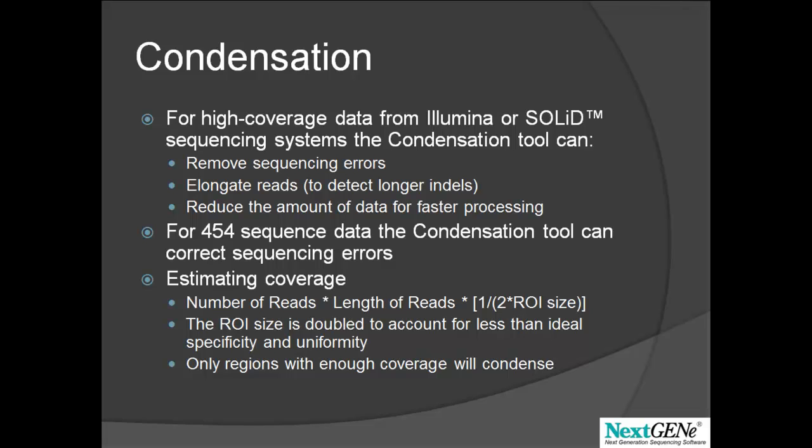The condensation tool is recommended for datasets that have sufficient coverage. It helps solve three of the main problems with next-generation sequencing. It reduces sequencing errors, it lengthens reads so that longer indels can be detected, and it reduces the total data volume to improve processing time, although it does keep the original coverage information. For 454 data, the condensation tool can be used to correct sequencing errors.